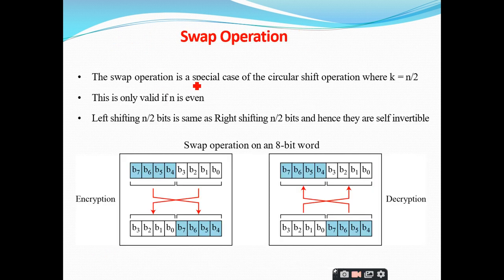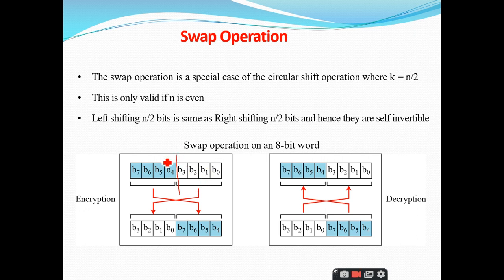Yes, sir. Now coming to the swap operation. Swap operation is a special case of a circular shift operation where we take half of the bits and shift them towards the left hand side or right hand side, whatever is true. Right. Is it clear? A swap operation is an extension of the circular left shift or circular right shift. Whatever operation you want to take, you can take. Nothing wrong in it. Right.